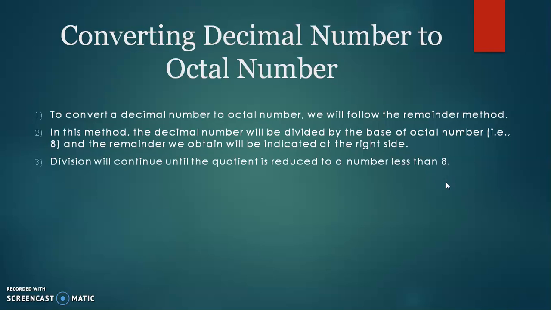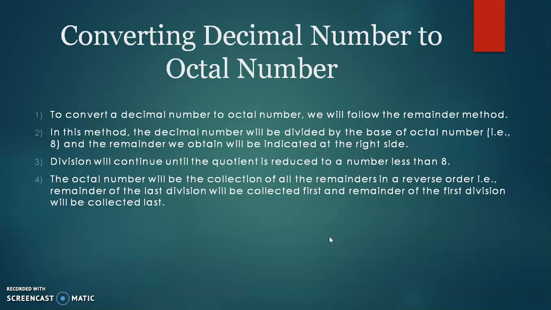Then this division will be continued until the quotient is reduced to a number which is less than 8. When the quotient is reduced to less than 8, we will stop the division. The octal number will be the collection of all the remainders in the reverse order. This is the same as in the decimal to binary conversion. The remainder of the last division will be collected first and the remainder of the first division will be collected last.